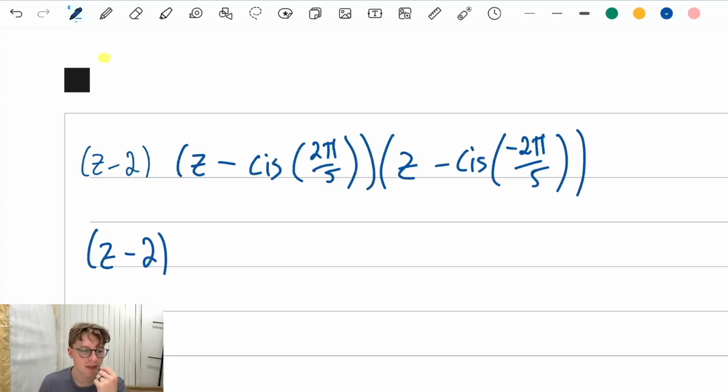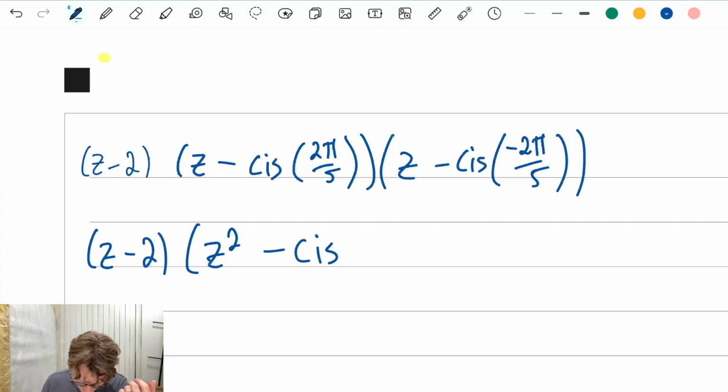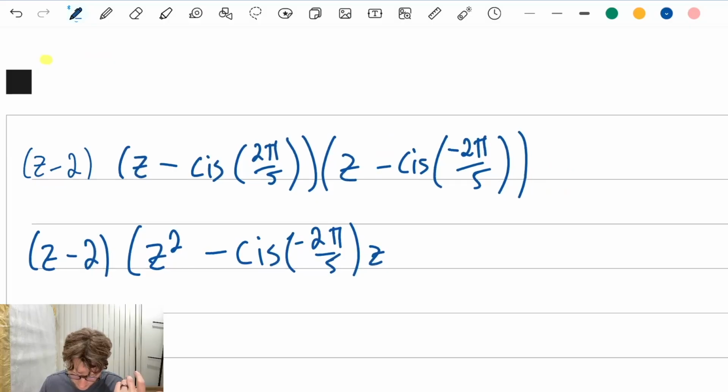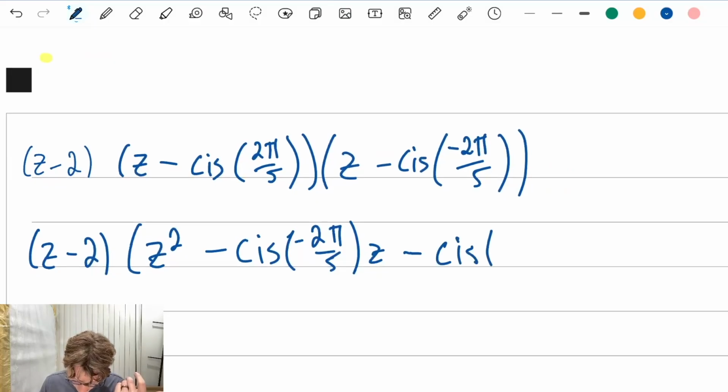So that means that if I expand out now, I have z times z. That is simply just going to give z squared. I have z times negative cis 2 pi on 5. That's going to become minus cis of negative 2 pi on 5 z. Nice and easy. I get minus cis times z, and I get the same thing. I get minus cis of 2 pi on 5, positive this time, multiplied by z.